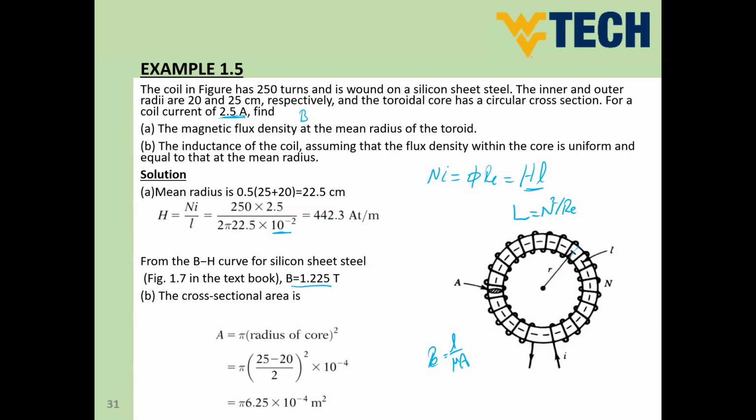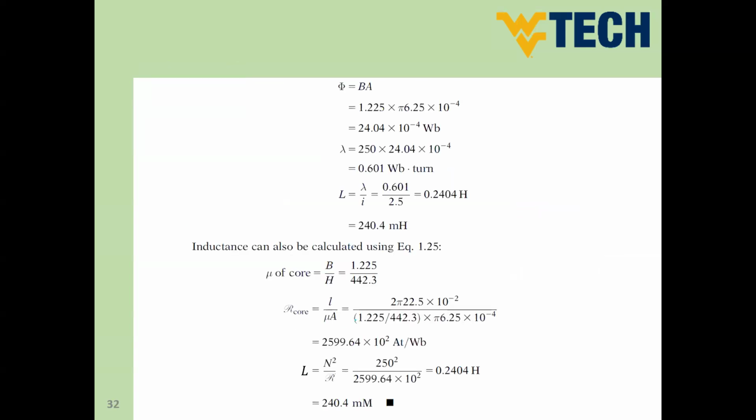The cross-section area can be calculated from the circular cross-section. The area of a circle is pi r squared, and this radius can be calculated from the dimensions we have here. So the diameter is the outer minus inner radius: 25 minus 20, and then divide by 2 in order to get the radius, and square it to substitute in the relation here. This is in square centimeters, so you need to multiply by 10 to the power minus 4 to get it in square meters. So this is the area of our core.